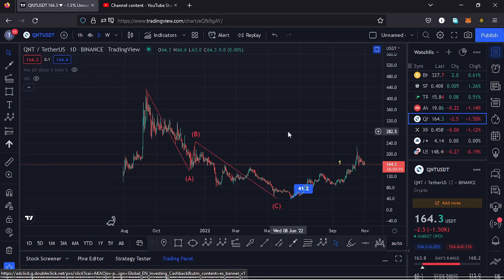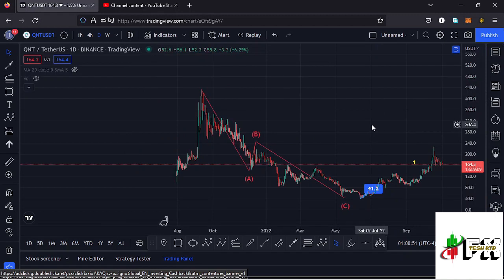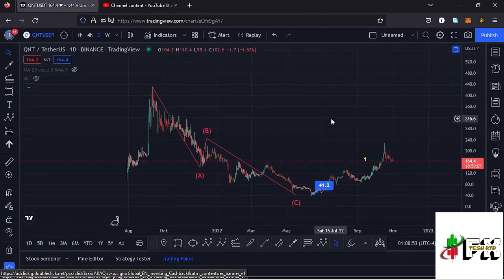I'll be giving you a price prediction update on Quant, whose current price stands at the $164.3 mark, and here on TradingView the market is down by 1.5%. In this video I want to give you the key scenarios that I expect to play out, basing my analysis on the Elliott wave structures, the Fibonaccis, the key areas of support and resistance, and also drawing out any key chart pattern that we have information on this chart.